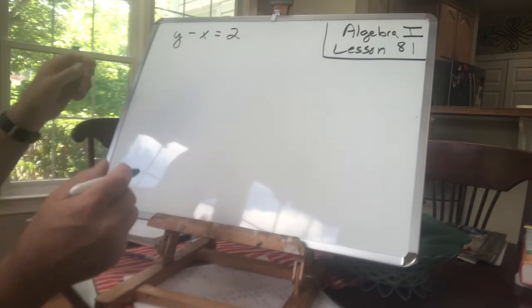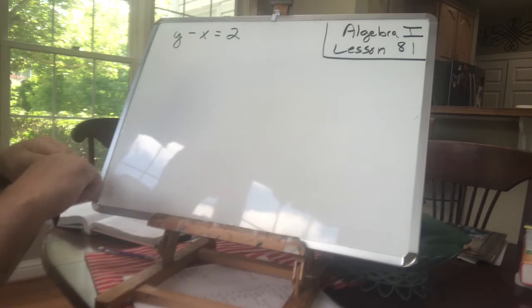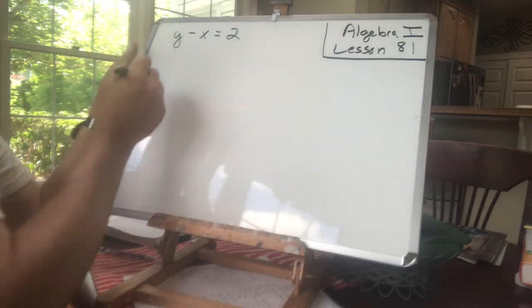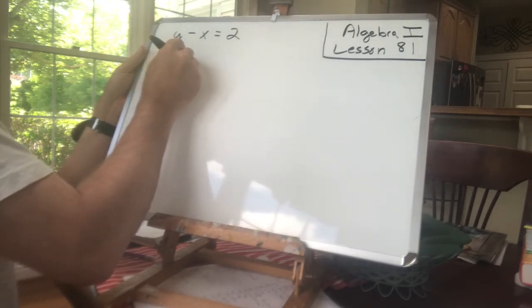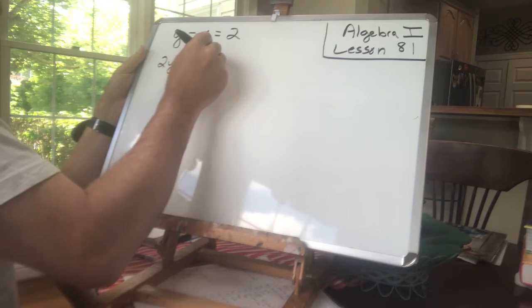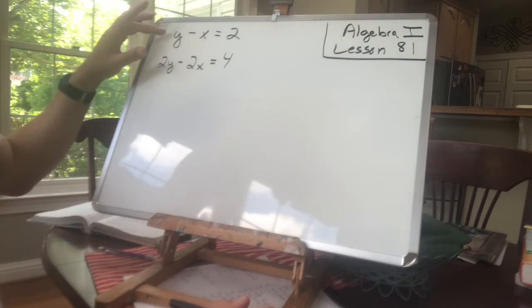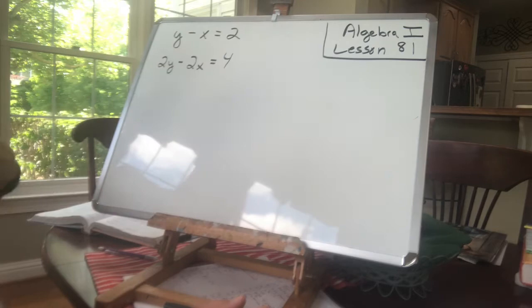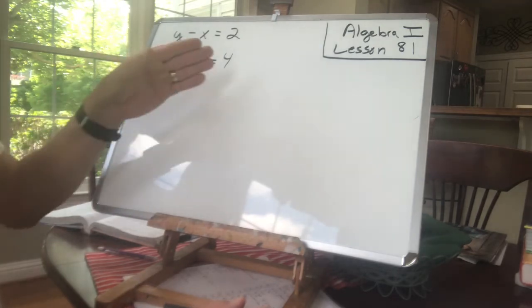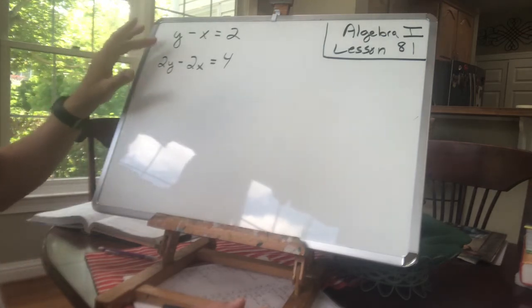Dependent equations. If I have this equation right here, y minus x equals 2, and I multiply the entire equation by 2, in other words, I would get 2y minus 2x equals 4. I could multiply it by 3, I could multiply it by 100. As long as I do it throughout the entire equation in all three places, I know these equations are going to be the same line.